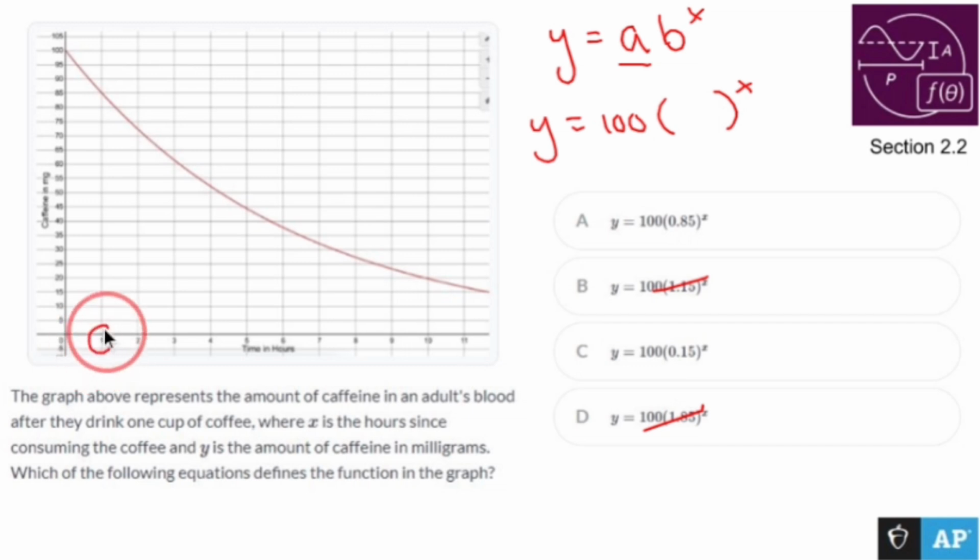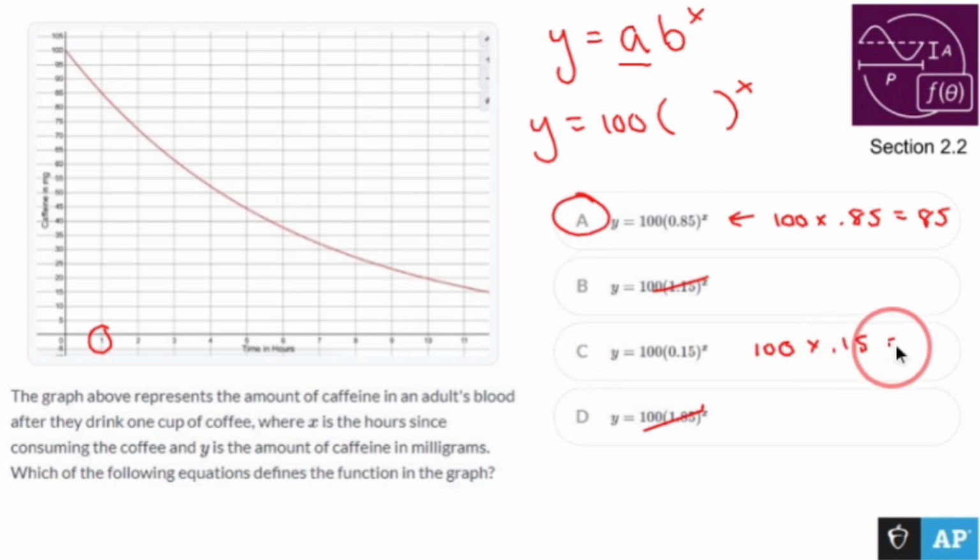If I were to plug in 1, I would get 100 times 0.85 to the first, or 100 times 0.85, which is going to be 85. So let's see what happens when I go to 1. It seems to match up with 85. So, yep, you're my guy. If I were to try C, I would do the same thing and plug in 1 and 0.15, and that's going to equal 15, which is not what I want.